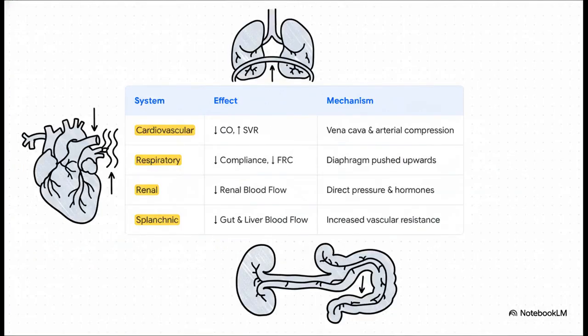And this table, wow, it really lays out the widespread impact. It's basically a multi-system assault. So cardiovascularly, while your preload is dropping, the pressure is also squeezing the arteries, which jacks up your afterload and systemic vascular resistance. Meanwhile, the diaphragm gets shoved up into the chest, literally squashing the lungs. This wrecks your lung compliance, shrinks your functional residual capacity, and creates a perfect storm for VQ mismatch and atelectasis. And it doesn't stop there. Blood flow to the kidneys and the gut also takes a massive hit.